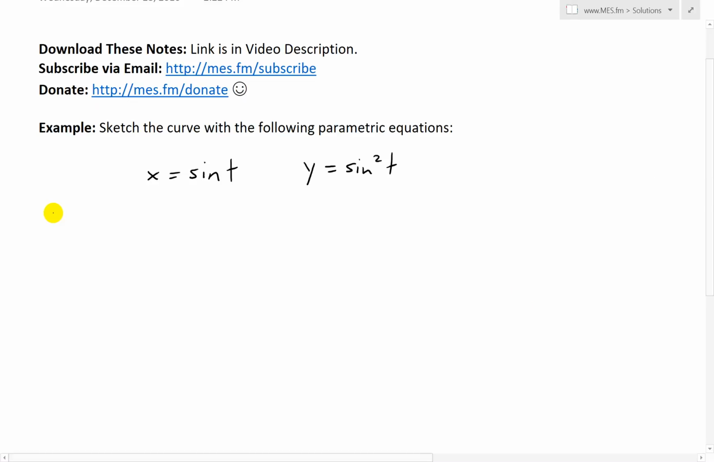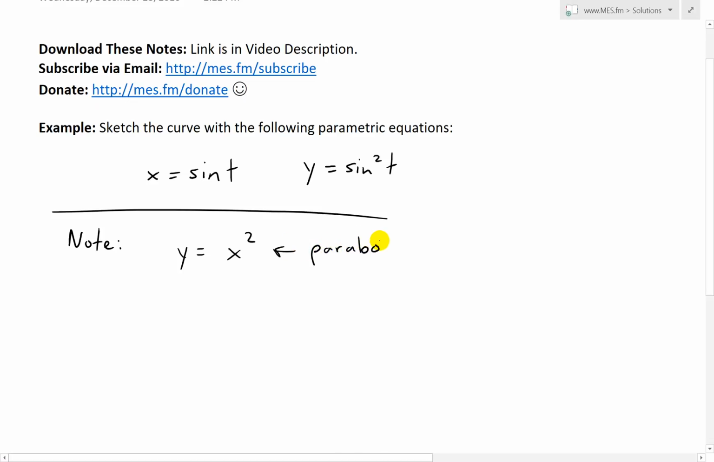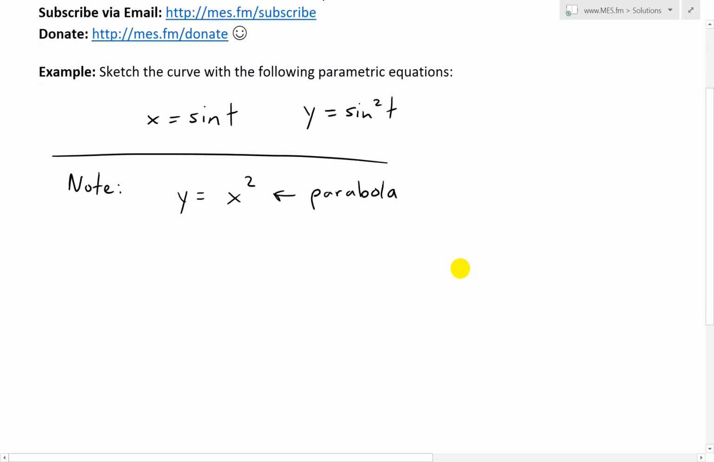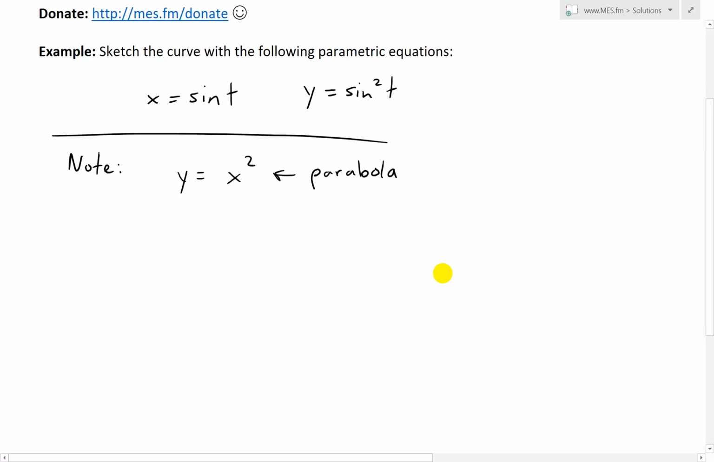So if we solve this, the first thing to do is note that since x equals sine t, y is simply equal to x squared, because x is equal to sine t, and there you have sine squared. Now this equation y equals x squared is simply a parabola. But the difference in this case, since we're defining it by these parametric equations, is that we have to see what the domain is of this t variable and this x and y domain and range.